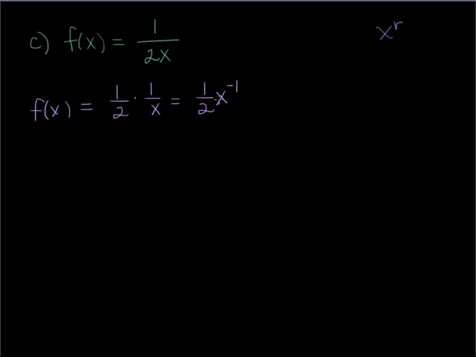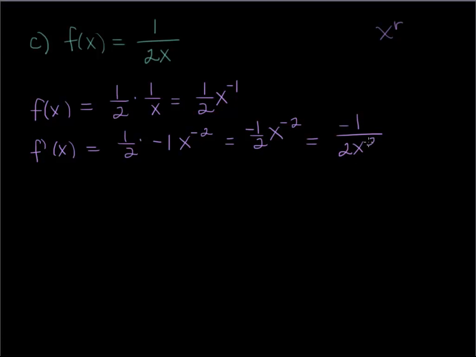And so now that I've rewritten it like this, I am able to take the derivative using my power rule. Again, 1/2 times, there's my constant. I would bring the -1 down, x, take 1 away. That would be a -2. And then if I simplify this, I get a -1/2 x to the -2. Or if you wanted to put that on the bottom, you could get a -1 over 2x squared, and you can call that good.